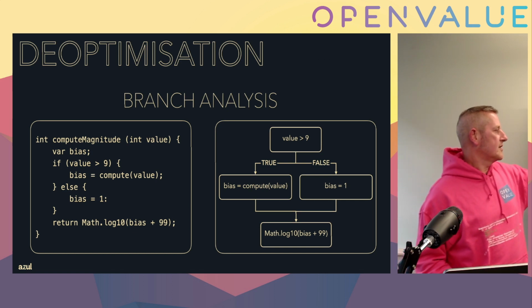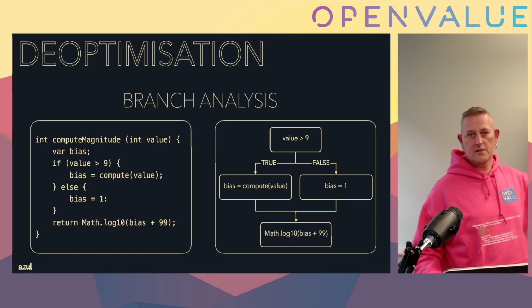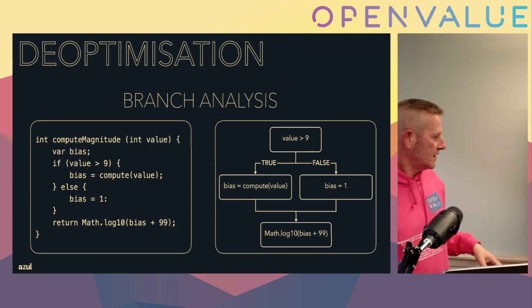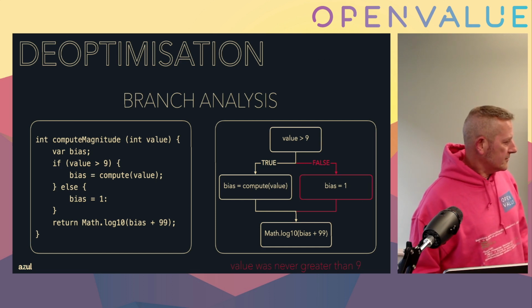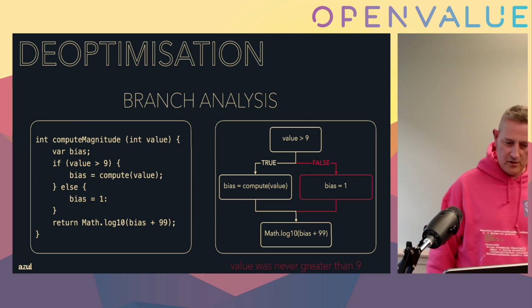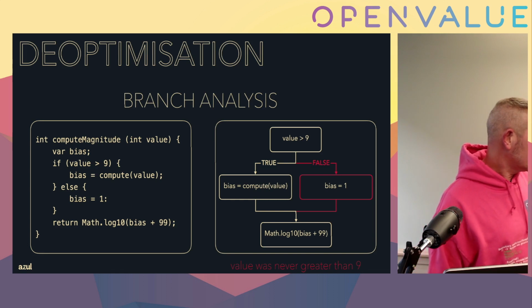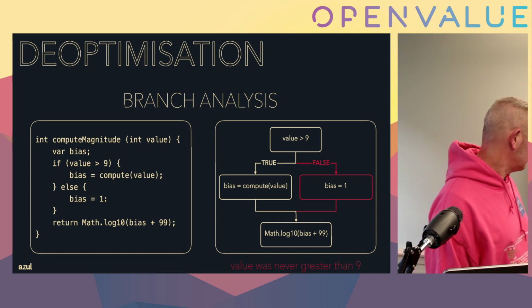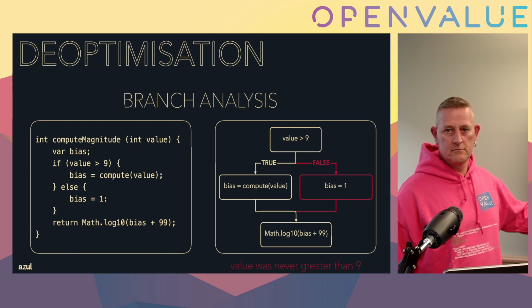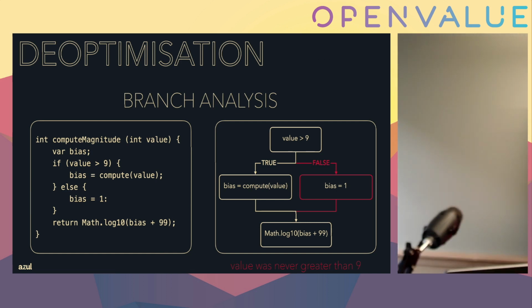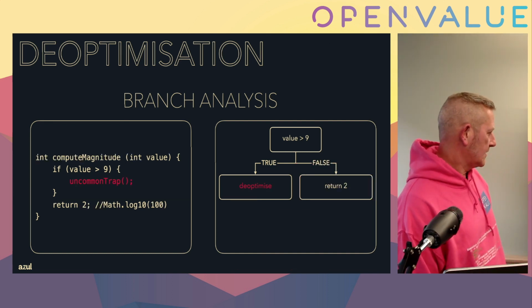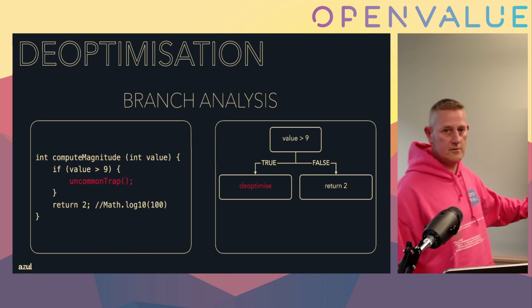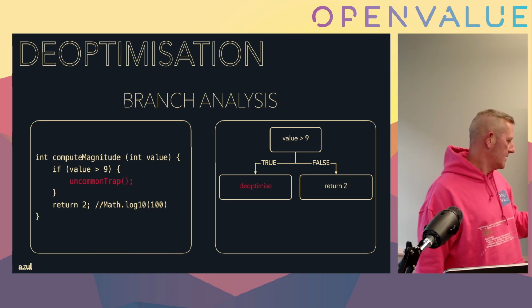And this is one optimization possibility, which is called branch analysis. What the JVM is doing is checking this running code, which is a method. And then it figures out, you know what? All the time, the value was never greater than 9. That means it always calls this one, right? So it's always false, it's always 1, and then 1 plus 99 is 100, and Math.log10 of 100 is 2. That means this will be the code that will be created internally in the JVM.